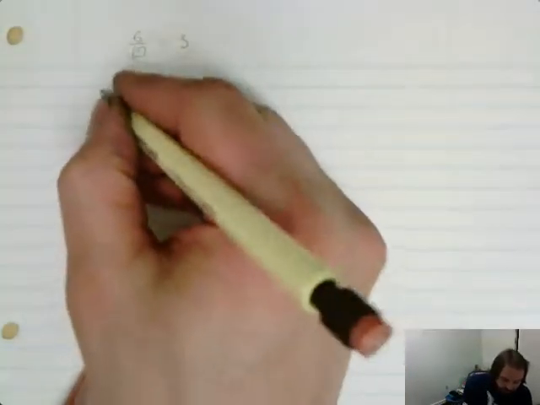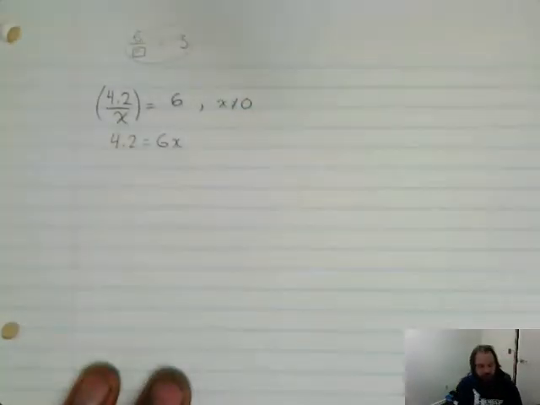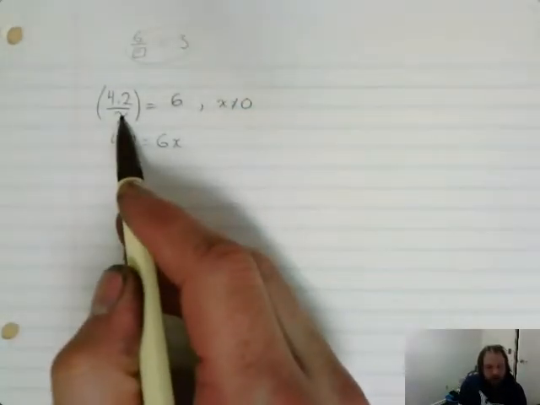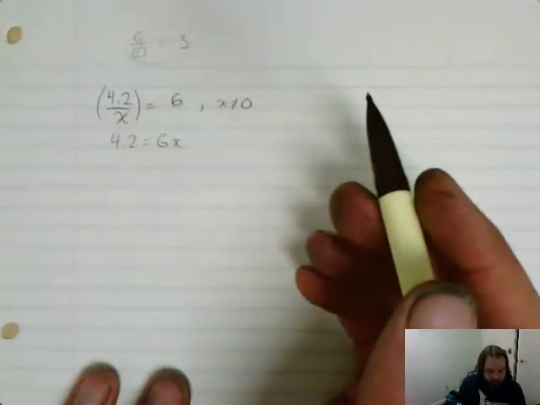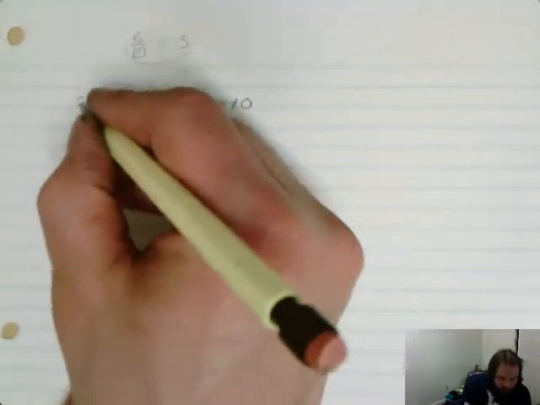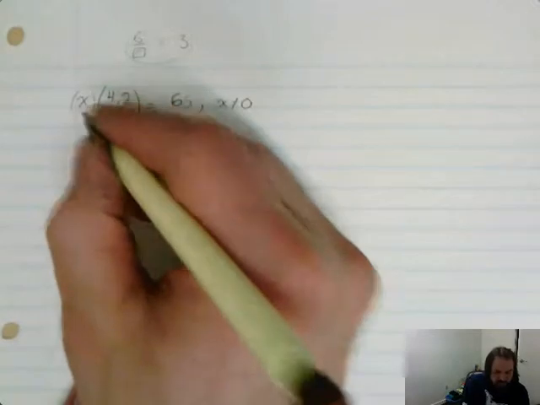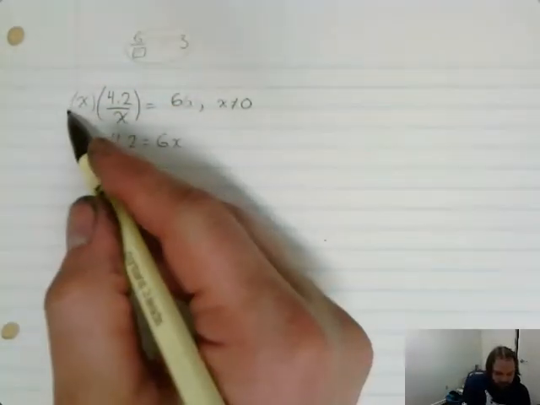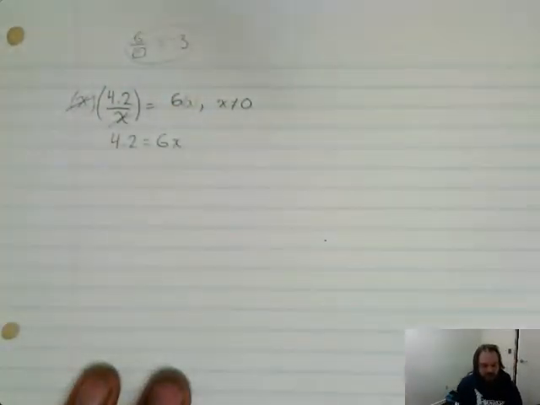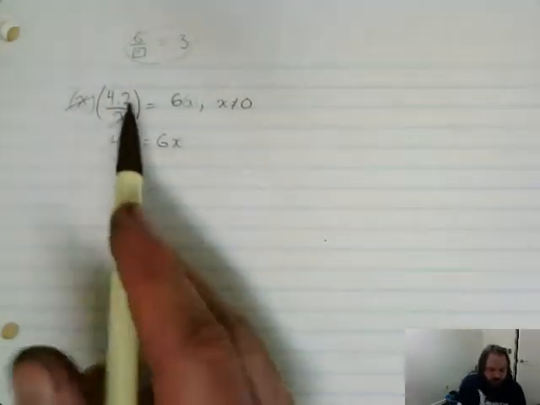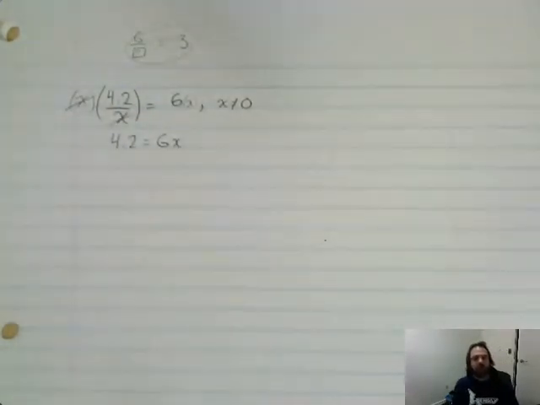So 4.2 is equal to 6 multiplied by x. Another way of thinking of that, the way I like doing it, is here we have x on the bottom. So how do we get rid of x as a denominator? We're going to multiply both sides by x. Now, if we multiply both sides by x, these x's cancel off because x divided by x is 1. So we end up with 4.2 is equal to 6x. So those are a couple ways of doing this.